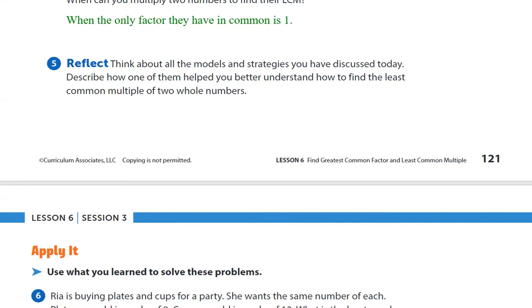Think about all the models and strategies you have discussed today. Describe how one of them helped you better understand how to find the least common multiple. Pause and then come back to me to practice.